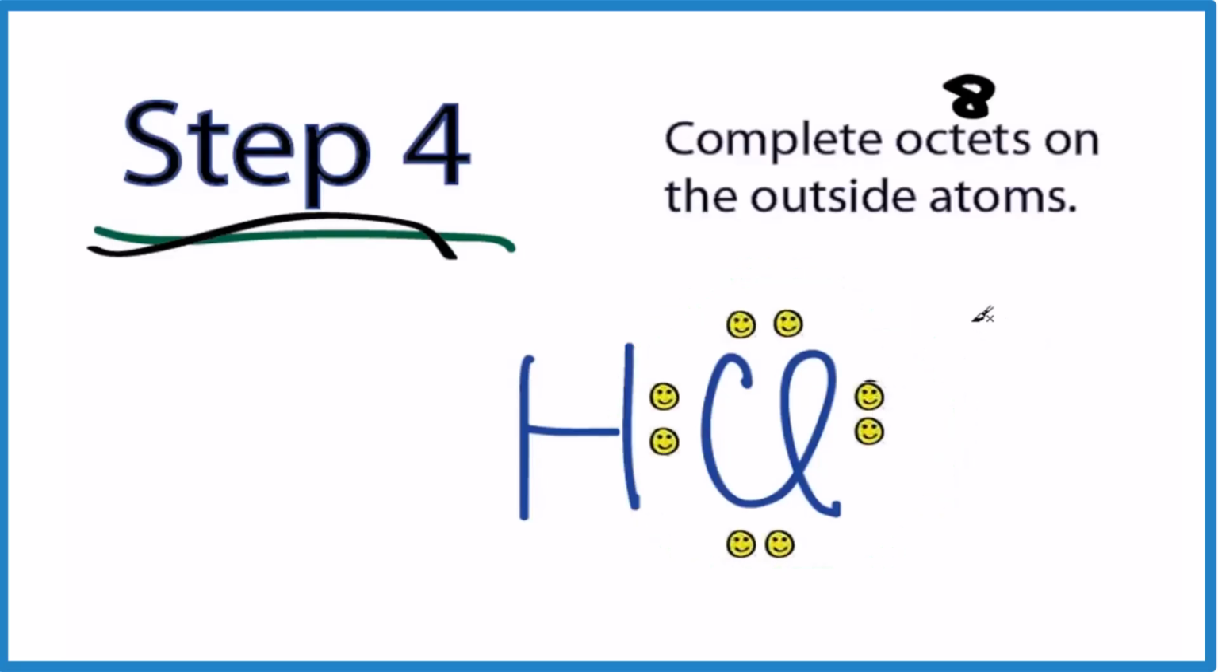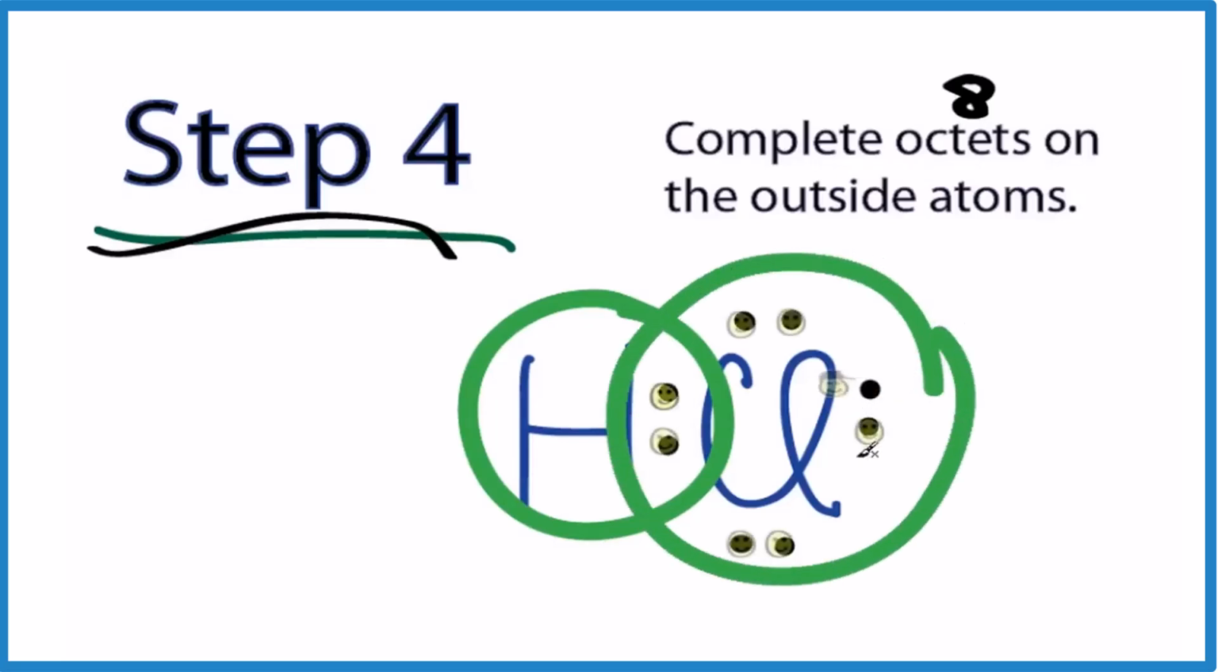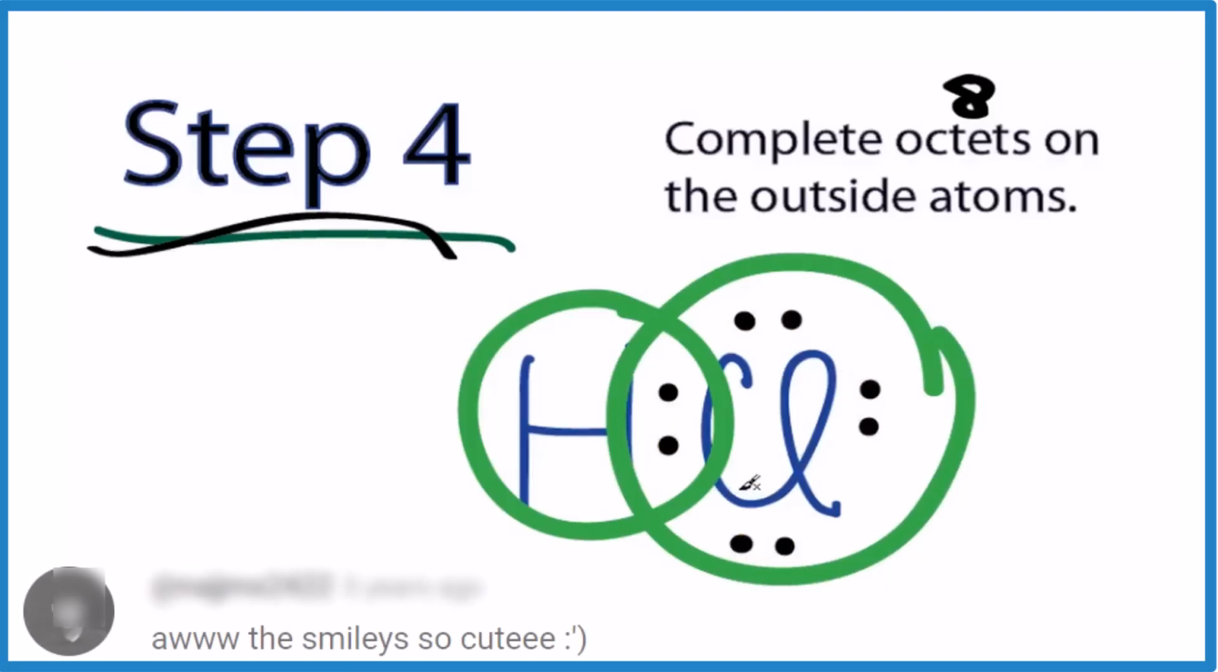For basic Lewis structures, the big exception is going to be hydrogen. It only needs 2 valence electrons for a full outer shell. So hydrogen has a full outer shell with 2 valence electrons. The chlorine, its octet is full with 8, and we've used only the 8 valence electrons that we have for the HCl molecule. We're done with this structure.